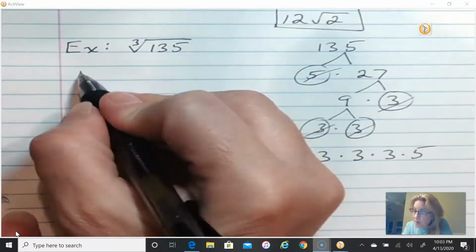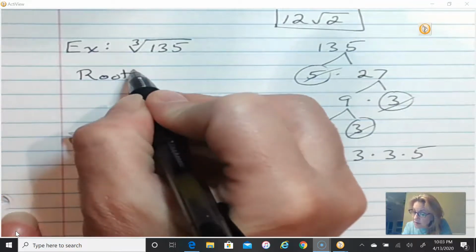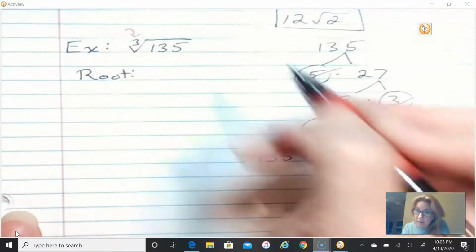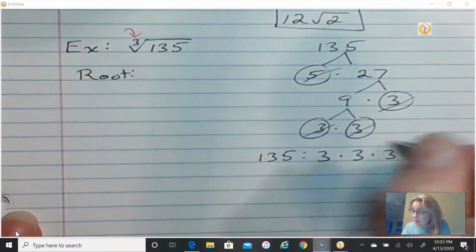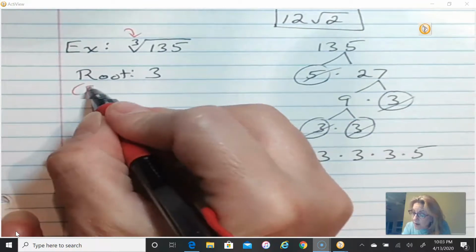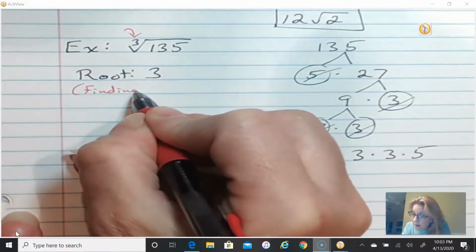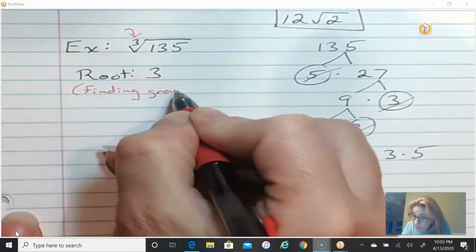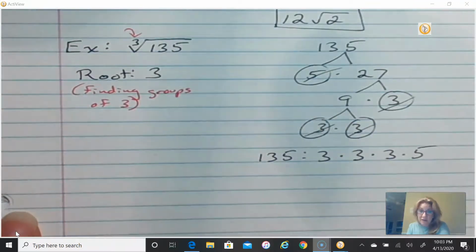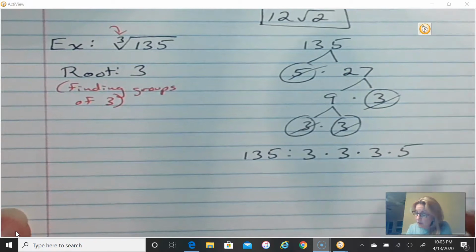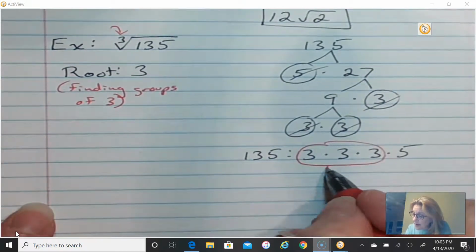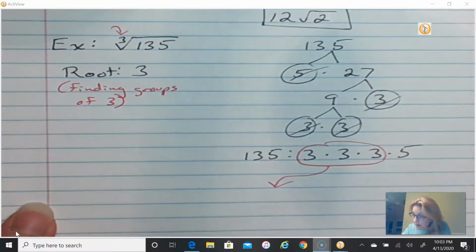Okay? What is my root? What's my root, guys? It's right here. It's 3. So now we're finding groups of 3, not 2 this time. So here's a group of 3 right here. That's going to go on the outside.